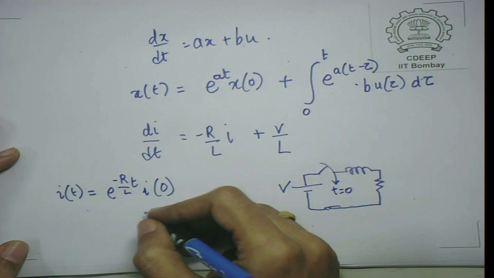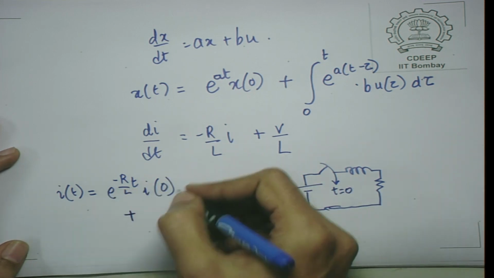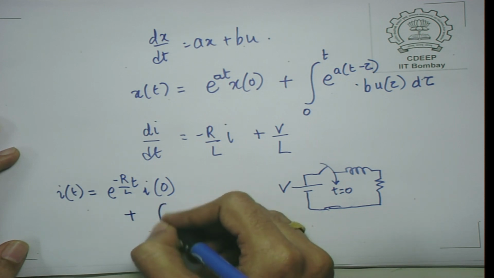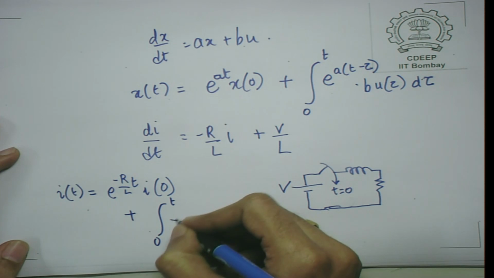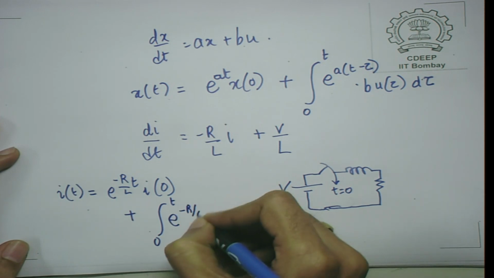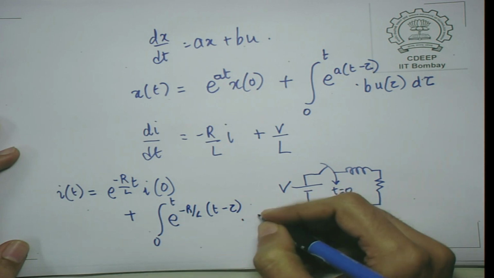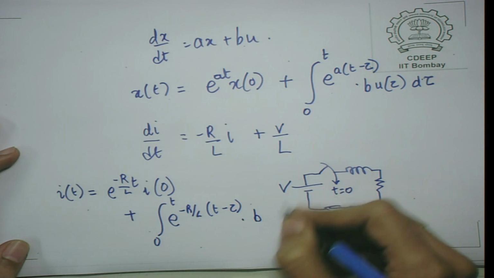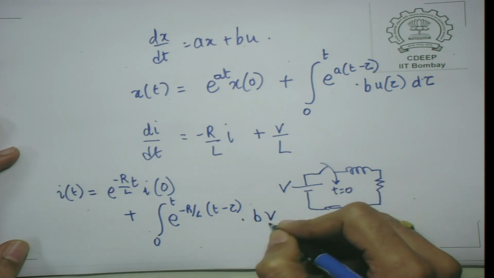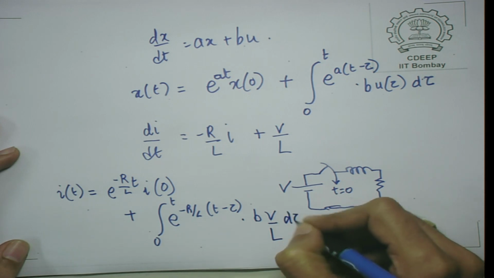So, I of 0 would be 0 plus, but we will just write down this expression nonetheless: integral from 0 to t of e raised to minus r by L (t minus tau) into B into u of tau. Since u is simply a DC voltage source, V divided by B will be 1 by L, d tau.